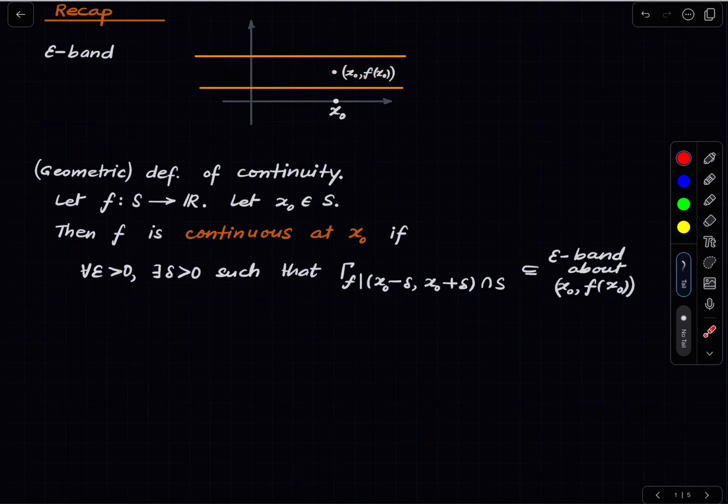Okay, and what is it saying? It is saying that we call f continuous at x0 if no matter what epsilon has been chosen, we should be able to find a delta such that the graph of the restriction of f to this delta neighborhood, since we are thinking of S as all real numbers, this intersection is just this much. So the graph of f restricted to this region is contained in this epsilon band. So if you choose a delta small enough, then all the points in this region, their graph under the function f will be contained in the epsilon band.